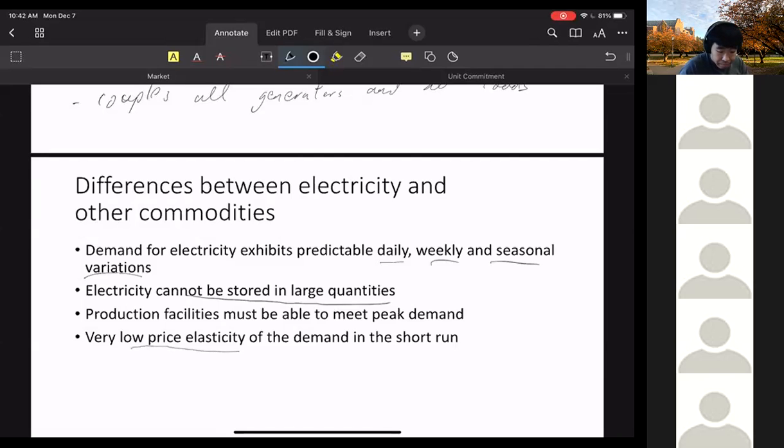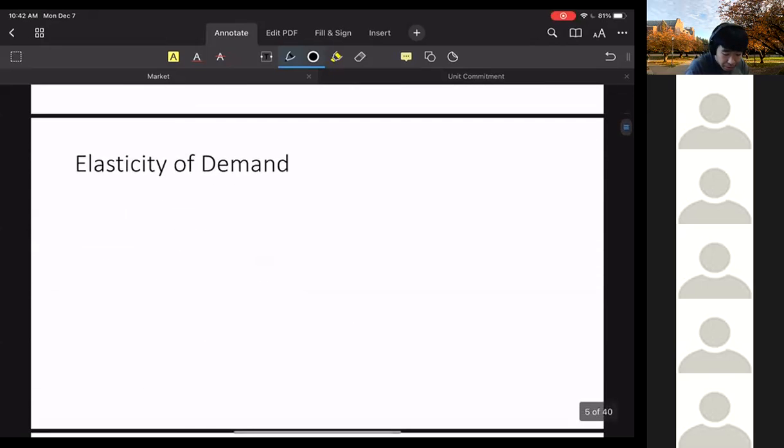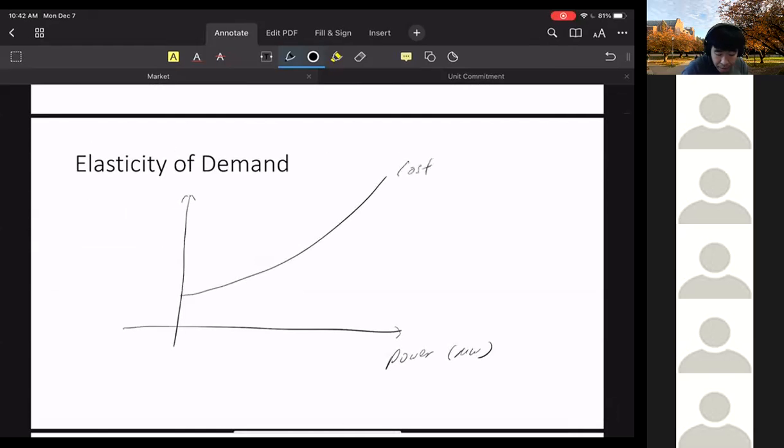So what this low elasticity means is this. If you look at this as power, think of it in megawatts, and think of this as a cost curve, this is cost. As we generate more power, in dollars, we'll have more cost. So the cost is higher when you want to generate more power. What does the demand look like? If you're going to draw the demand curve, what does it look like?